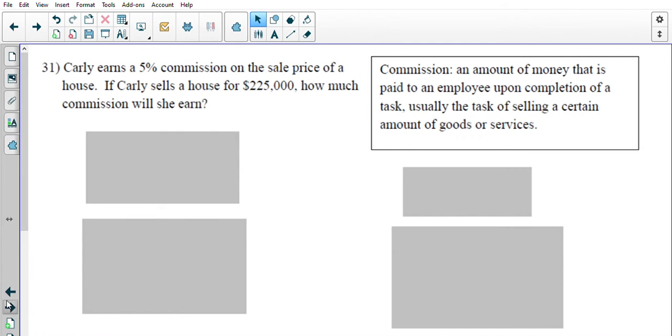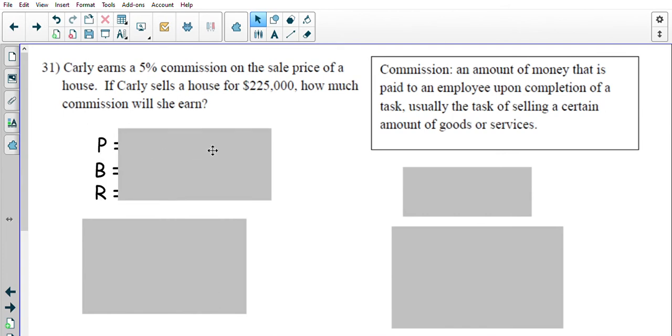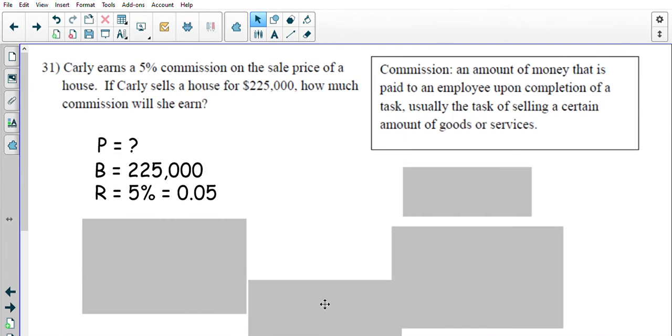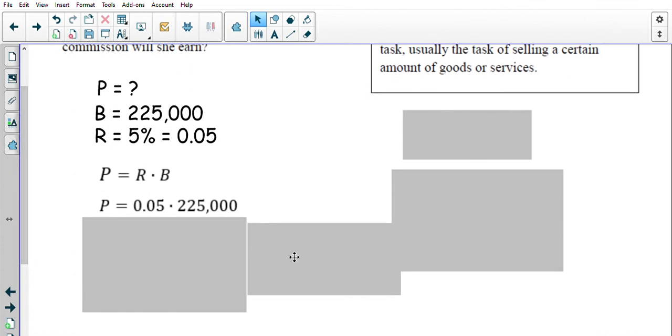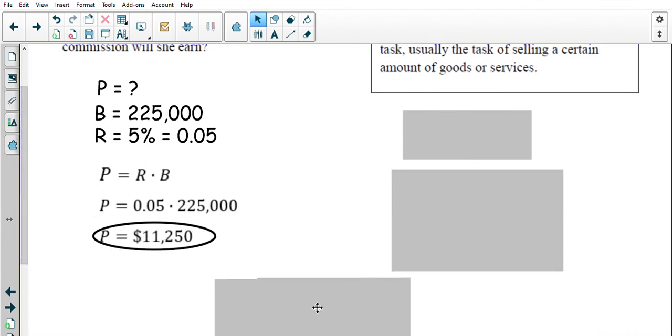So in this case, if we've got a 5% commission, 5% is clearly R. We can also write that as 0.05. $225,000, though, is not the part. It's the base. It's the total amount the house was sold for. We want to figure out the part of that Carly is going to earn. So part is our unknown, base is 225,000, and R is 5% or 0.05. So percent equation would be P equals 0.05 times 225,000, which would get us 11,250.